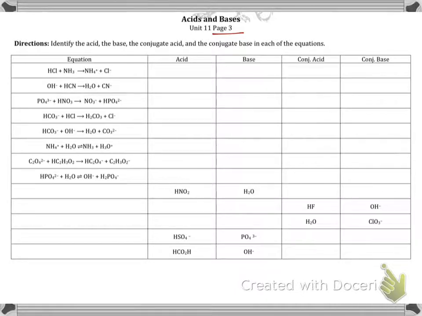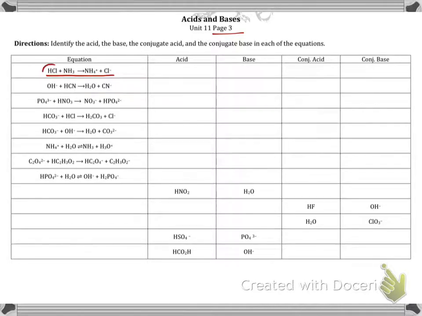If you take a look at this equation here, as we go from reactants to products, the question is, what is donating a hydrogen ion? Well, if something is donating something, that means that it's losing it. If I were to donate a pen, I'm losing that pen. That pen goes somewhere else. And so in this situation, what is losing a hydrogen as it goes from reactants to products?